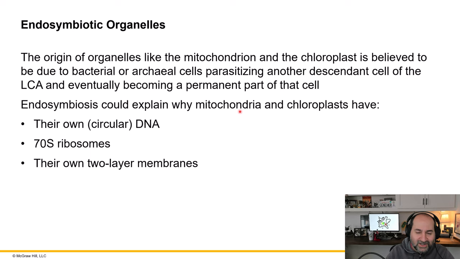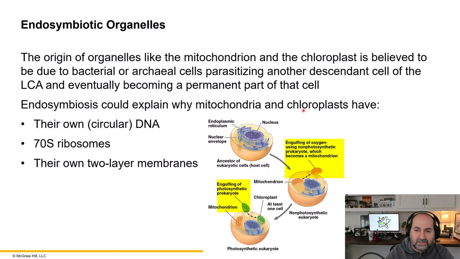We also have plants and algae that have chloroplasts. And it's been shown now that the mitochondria and the chloroplasts are actually ancient prokaryotic cells, ancient bacterial cells that were phagocytosed or engulfed into the early eukaryotic cell in a process known as endosymbiosis. And later, those bacteria became the mitochondria and the chloroplast. And we have several pieces of evidence to support this.